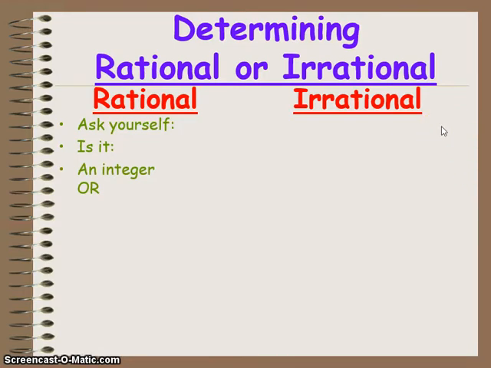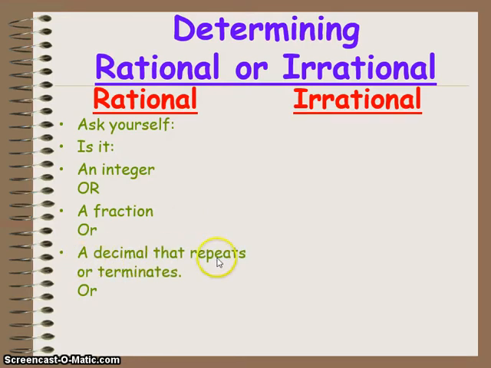So if I said negative 8, that's an integer, so it's rational. 2 is an integer, so that's a rational number. All integers are rational. Is it a fraction? And if you say yes, then it's rational. Every fraction is a rational number.